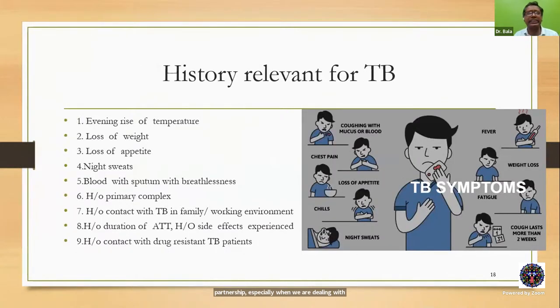So as a clinician, what are the histories we are going to ask at every follow-up? Yes, sir, there is history of evening rise of temperature, loss of weight, loss of appetite, night sweats, or blood with sputum associated with breathlessness, or more importantly, in children or even elders, history of primary complex. We need to be very careful in asking whether they have taken anti-TB drugs for more than 6 months or so, or history of contact with tuberculosis in family members or in the working environment, whether there is overcrowding, whether they are working in a hostel and a crowded room, or if they have taken anti-TB drugs, what is the duration for which they have taken?